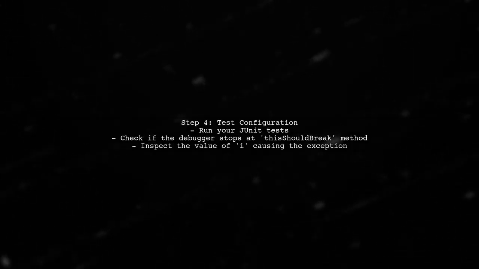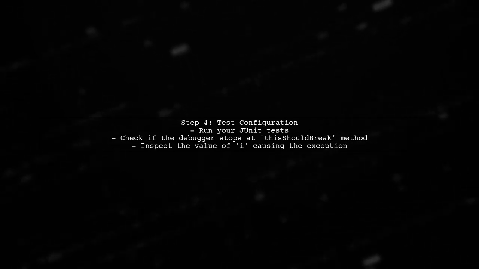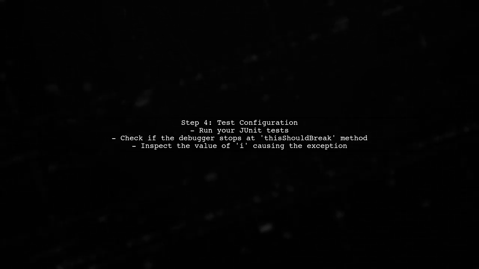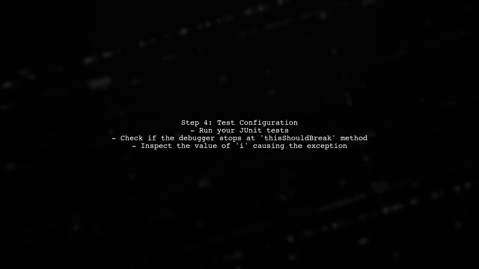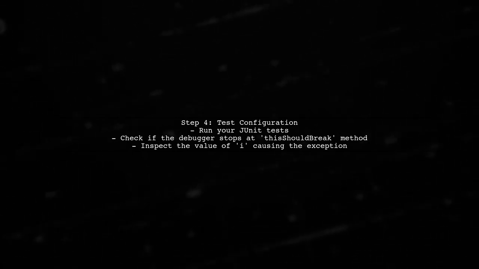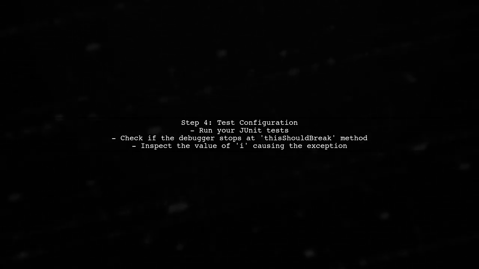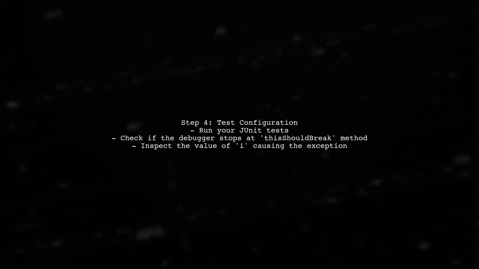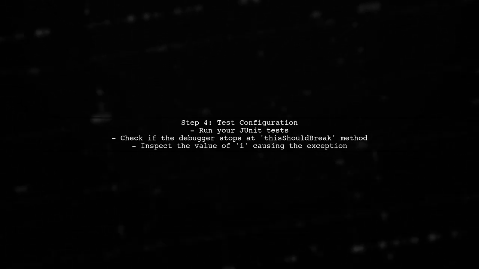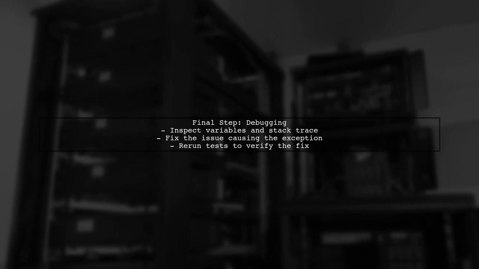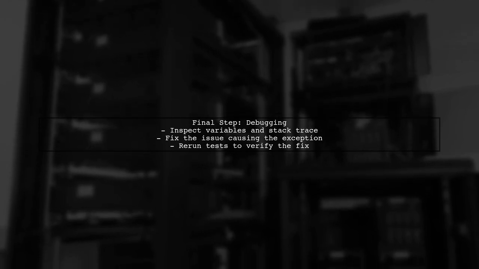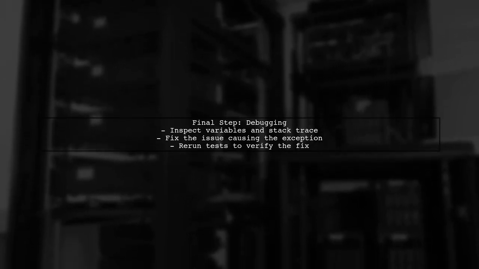Now let's test our configuration. Run your JUnit tests and observe the behavior. The debugger should stop at the point where the arithmetic exception is thrown in the test method. If everything is set up correctly, you should be able to inspect the state of your application right at the point of failure, allowing you to debug effectively.